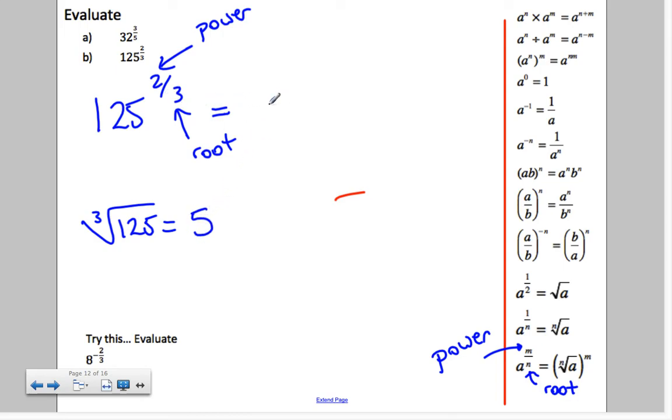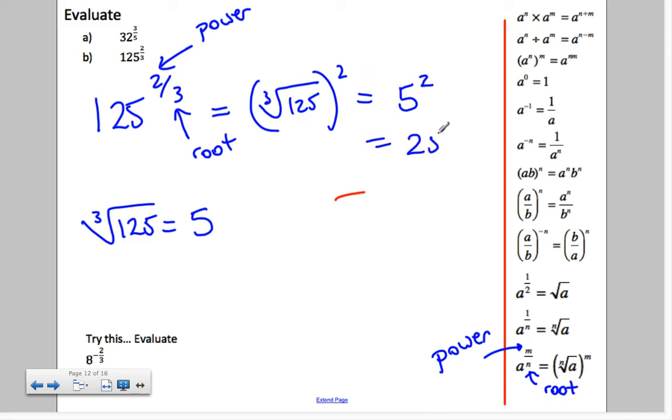So this whole thing, sorry, I've skipped a step, is the cube root of 125 to the power of 2. That's the root, and the 2 is the power. Cube root of 125 is 5, and I still need to square it. The answer is 25. All right, here's a nasty one.